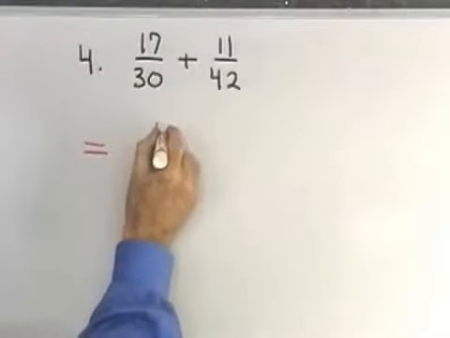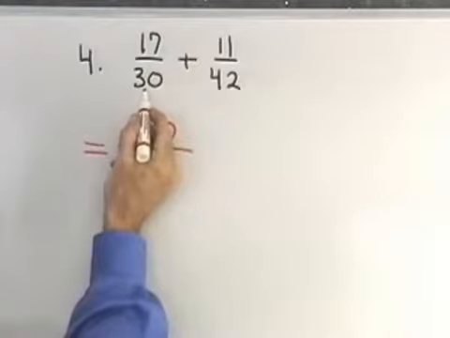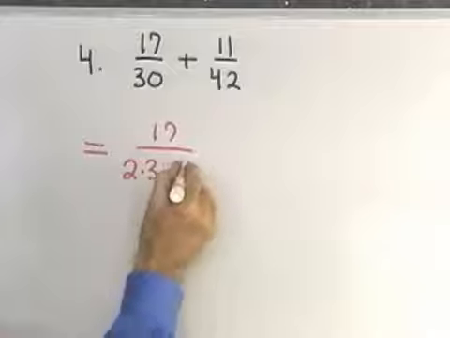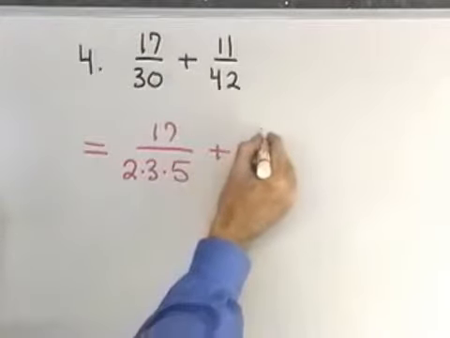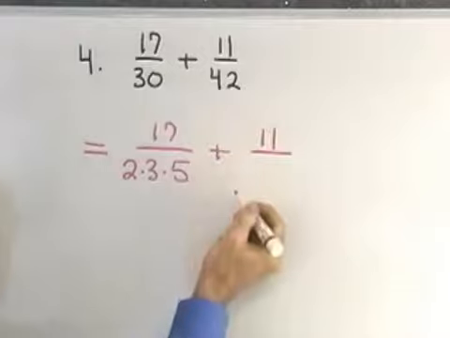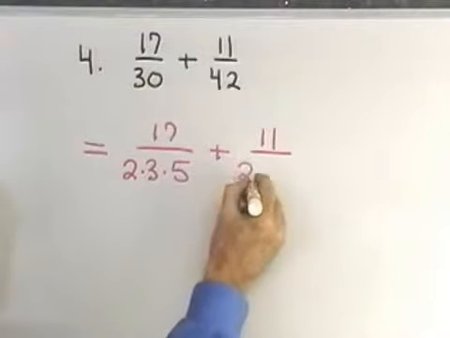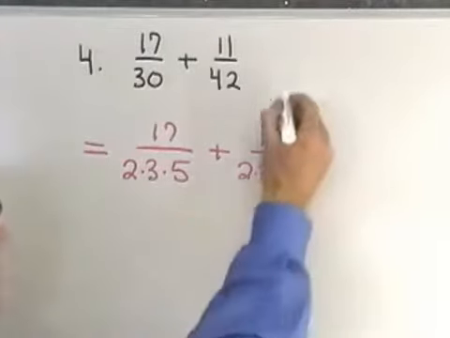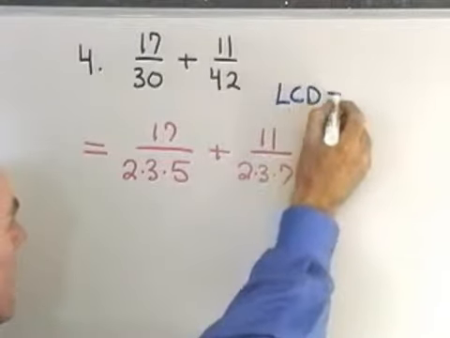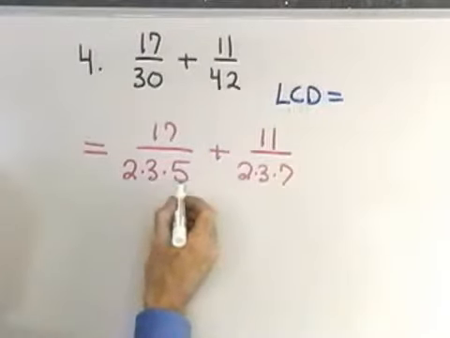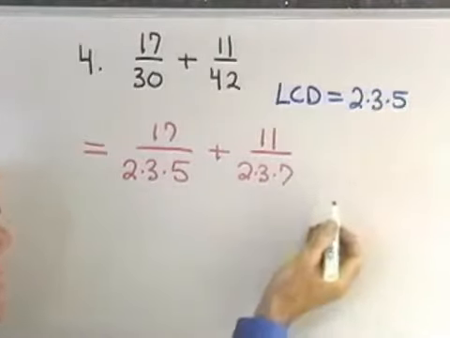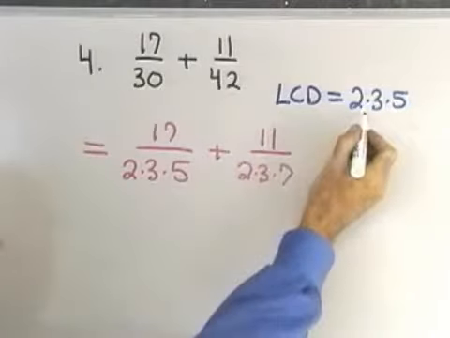So let's start by writing this as 17 over, let's see, 30 is 6 times 5, and 6 is 2 times 3, and then times 5. The other fraction will be 11/42, which is 6 times 7, so 6 again is 2 times 3 times 7. Now I want to build my least common denominator from these factors. In order for 2 times 3 times 5 to divide it, it must have factors of 2 times 3 times 5. So now I know that this denominator will divide my least common denominator.